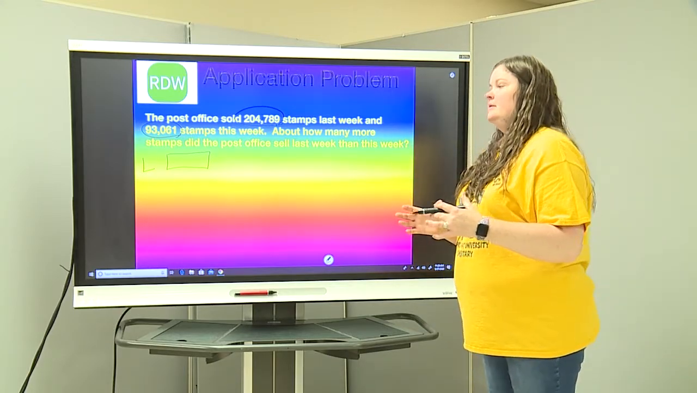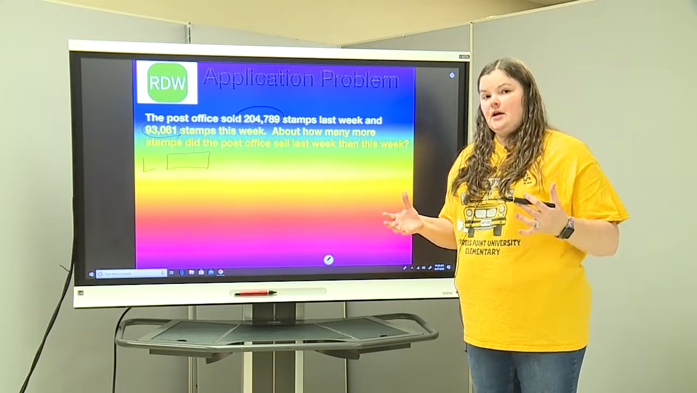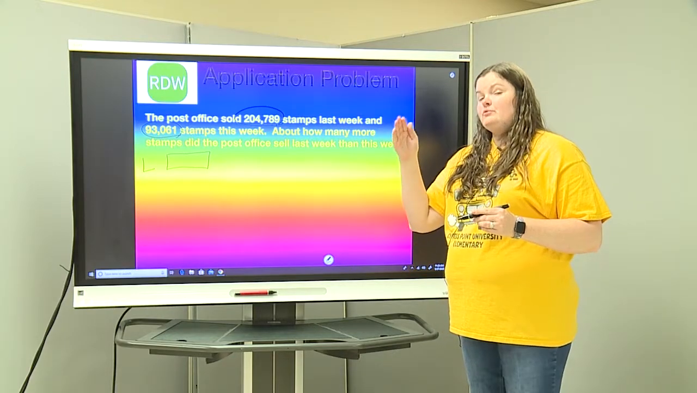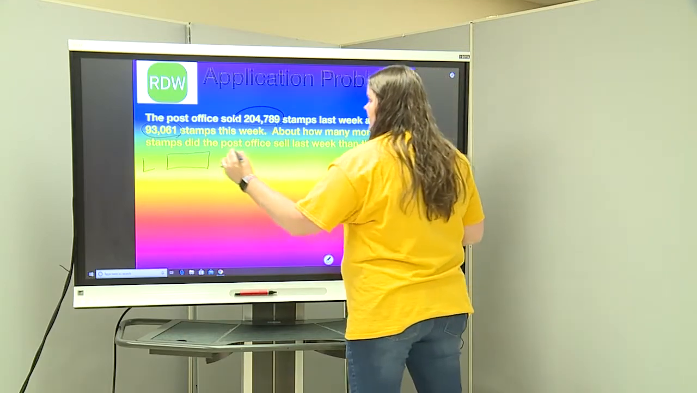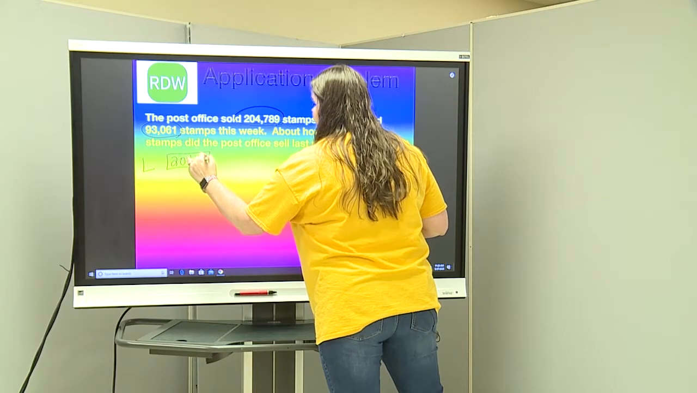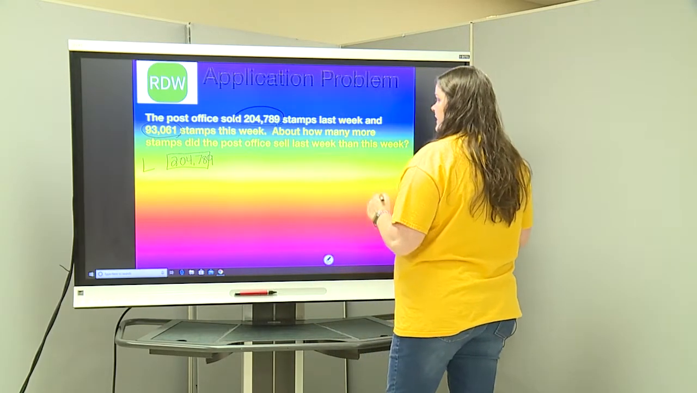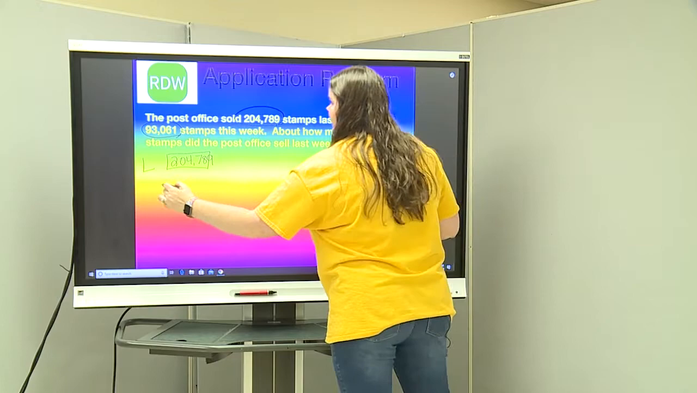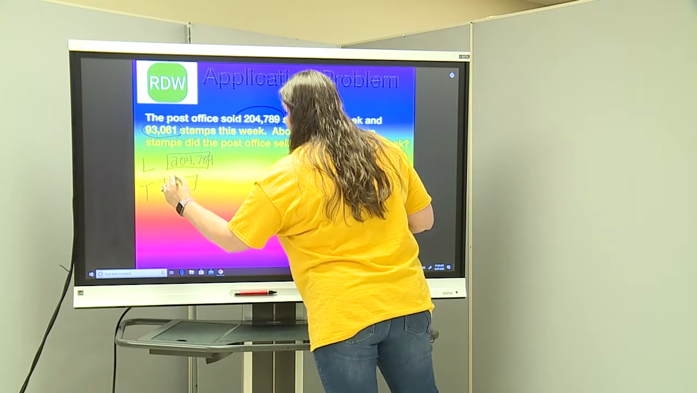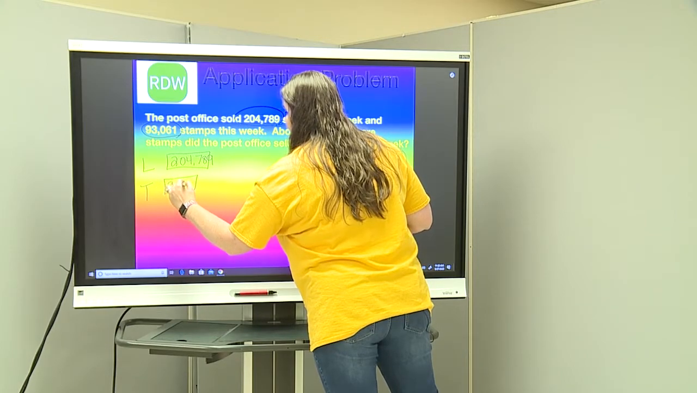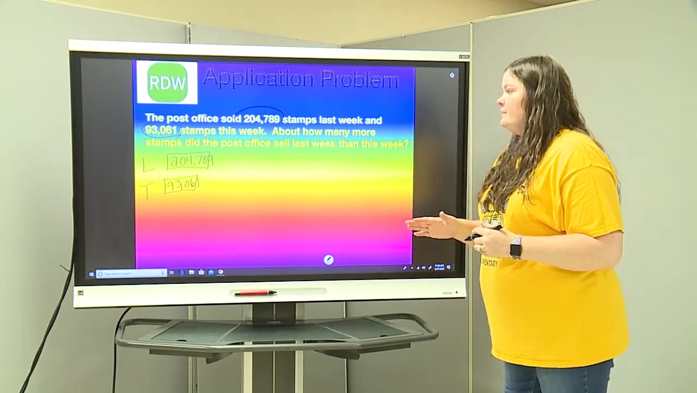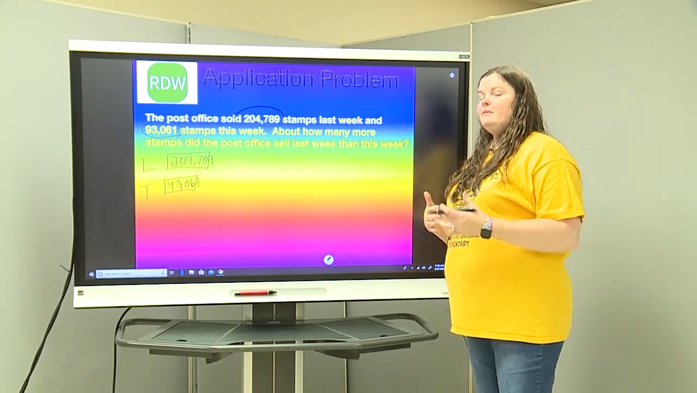Instead of finding the exact answer, we're going to be rounding. But for this particular problem, I'm just going to write in the exact number, and then we can go back in just a few minutes and we can round it. All right, and then they sold 93,061 stamps this week. So it's definitely shorter or less. 93,061 stamps. Now, let's go ahead and round those numbers, and then we can do our subtraction.